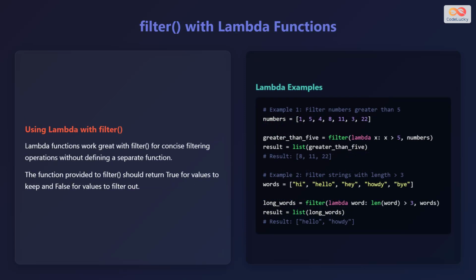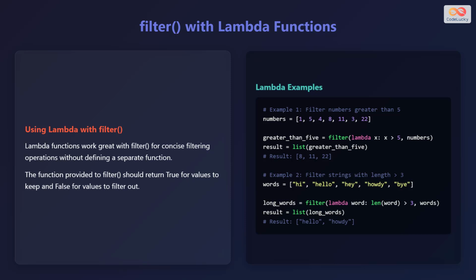Just like with map, Lambda functions work very well with filter for writing concise filtering operations. The function provided to filter should return true for values you want to keep and false for values you want to filter out. Here are a couple of examples. In the first example, we are filtering numbers greater than 5.